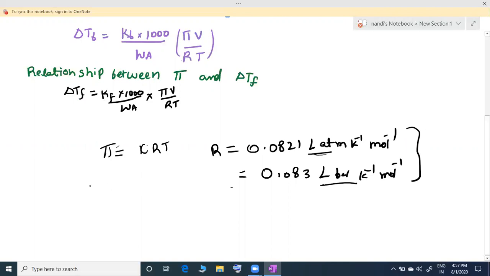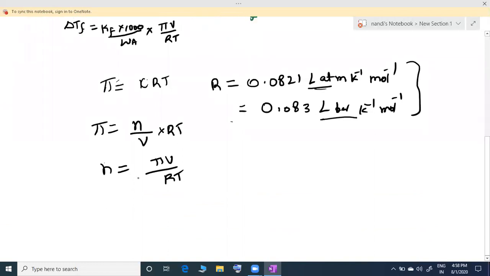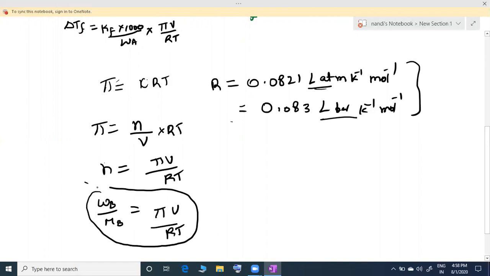Now we are going to discuss here, pi equals C, where C means concentration. You can write number of moles per V liters into RT. Then n equals pi into V by RT, which is nothing but WB by MB, weight of solute by molecular weight of solute, equal to pi into V by RT. So by using this relation, I am going to substitute in all formulas in place of n equals pi V by RT.